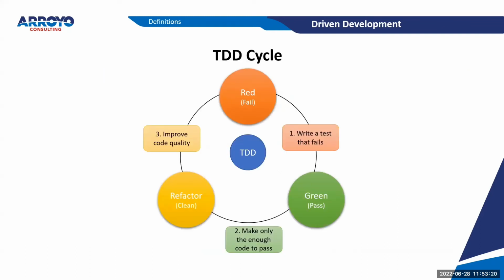This is the TDD cycle, like I mentioned before. Red starts with a failure, so you write a test that fails, just at the beginning. Then you execute green, which means you write only enough code to pass this test. And the end is refactor, which means you clean the code and improve the code quality in depth. You do clean code and many other operations that allow the code to be maintained in the future.